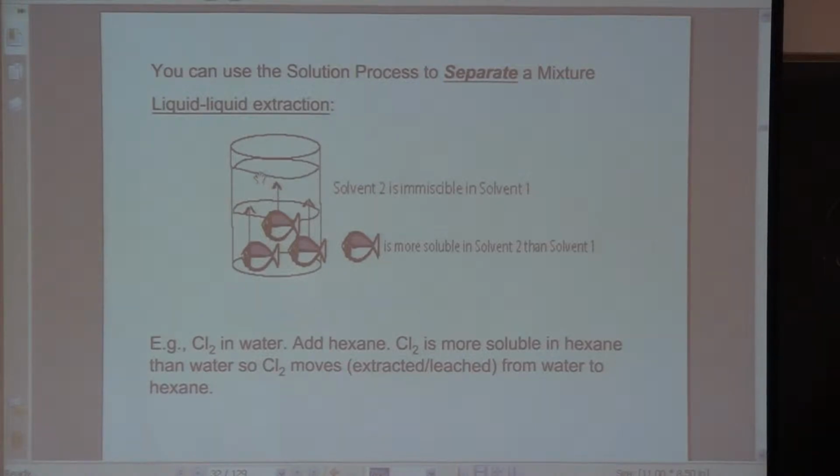Okay, so this is an example of a liquid-liquid extraction. Now, in a liquid-liquid extraction, the two solvents, the water and the hexane, have to be insoluble or immiscible in each other. In other words, you can't do a liquid-liquid extraction otherwise.